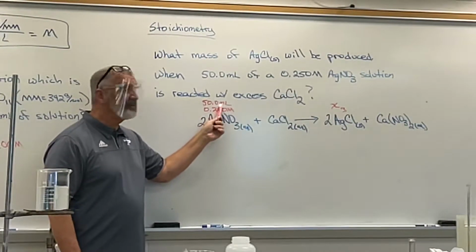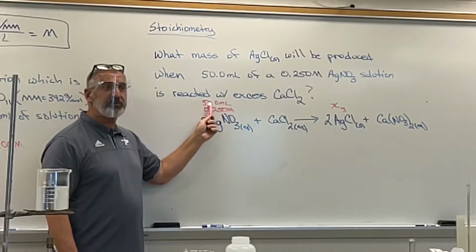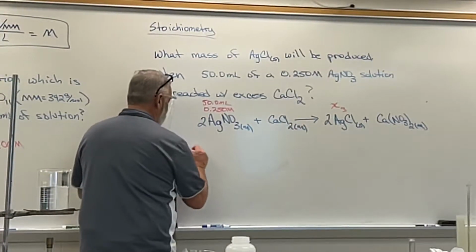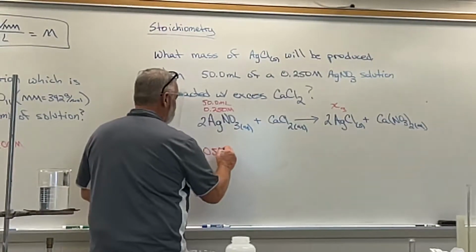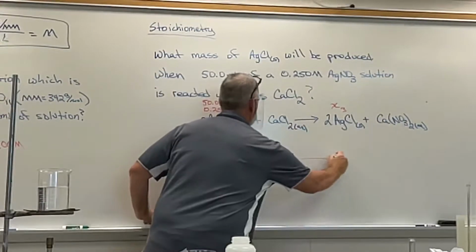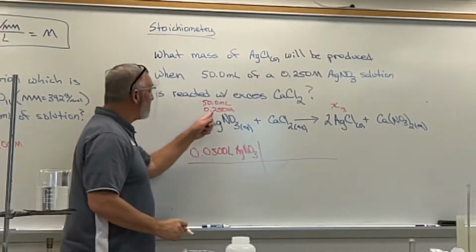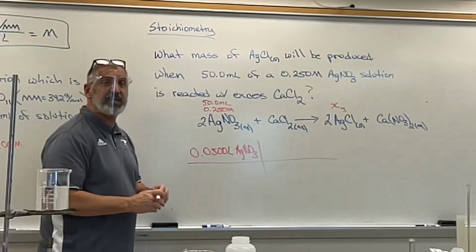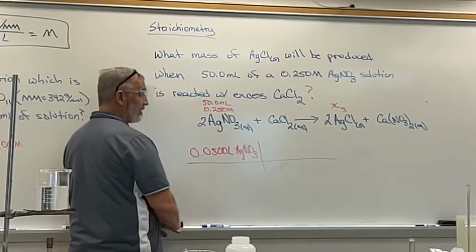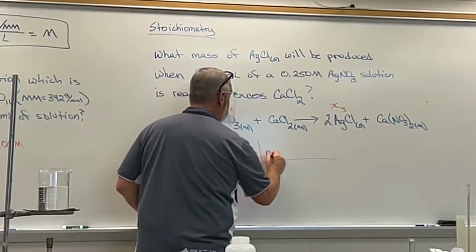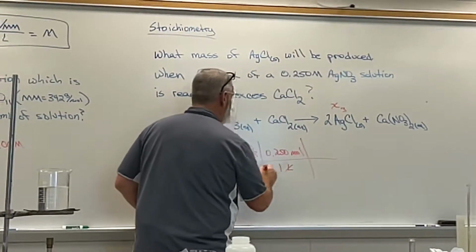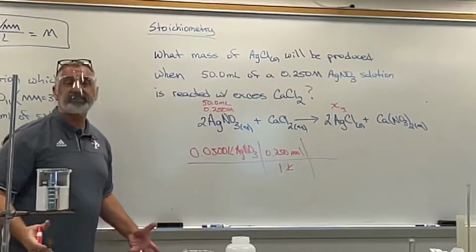So I start with my liters, but we should be able to convert this. How many liters is that going to be? 0.0500 liters. So now this is my conversion factor. Capital M stands for moles per liter. So where does liters need to go? I'm going to say 0.250 moles for every 1 liter. Now everything else is exactly the same.